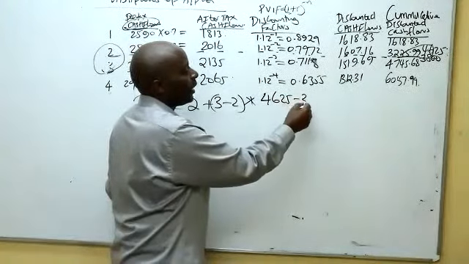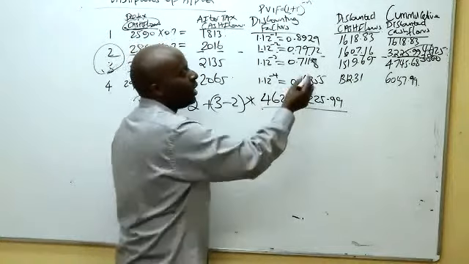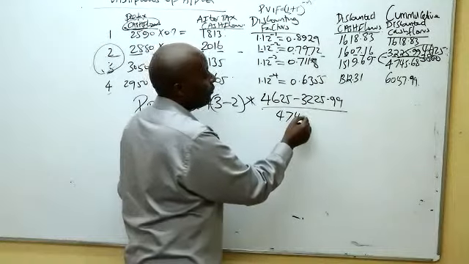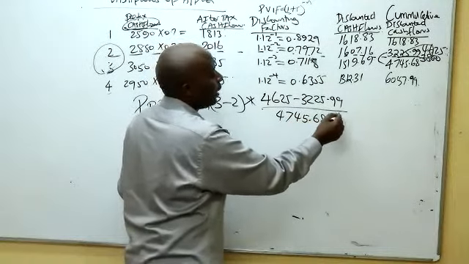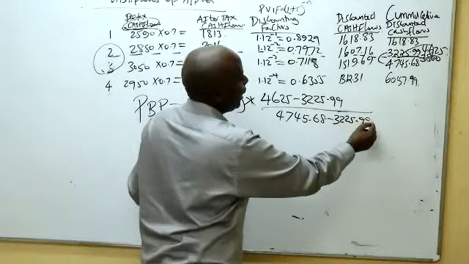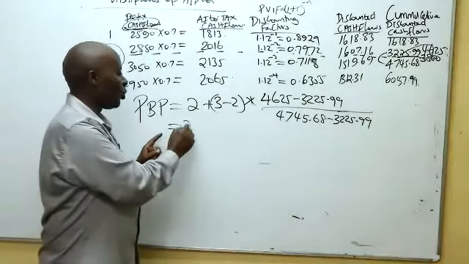So the upper arc we have here is 4625 minus 3225.99, all over the base arc. The base arc, what do we have there? 4745.68 minus 3225.99. So please give me the final answer, but before you reach there, you have to use BODMAS.